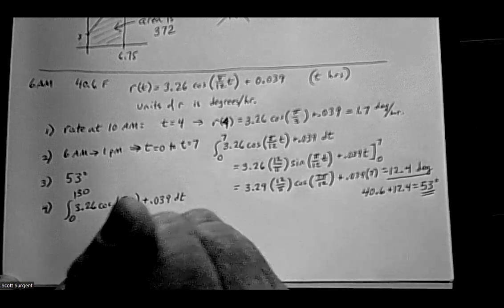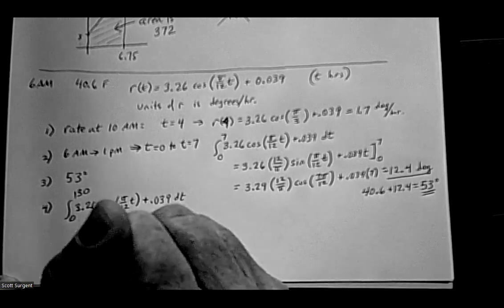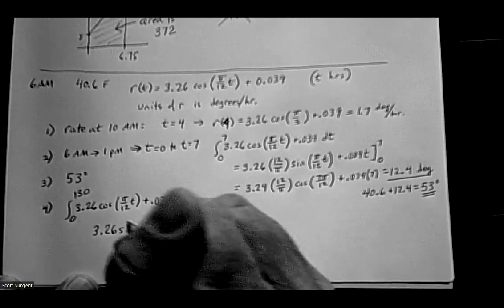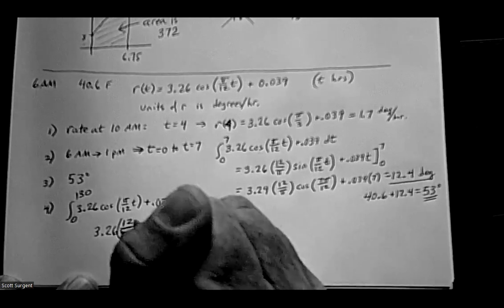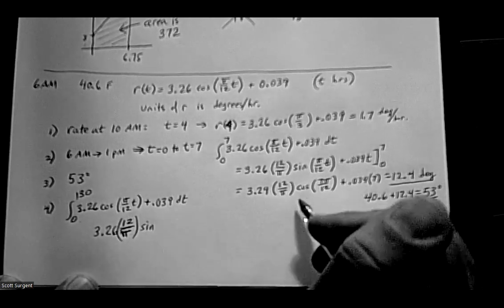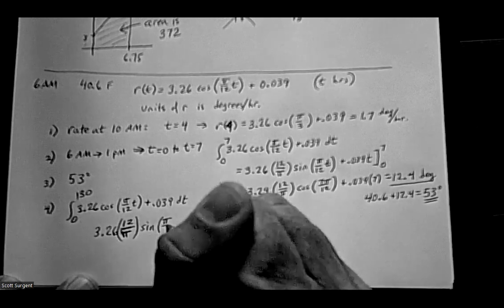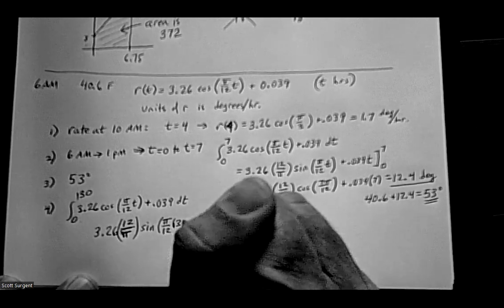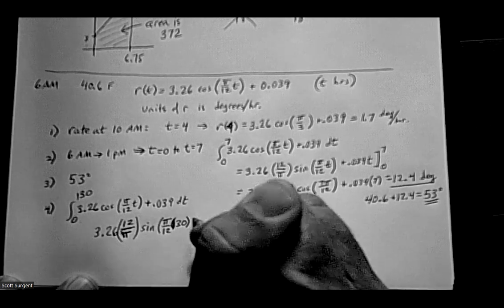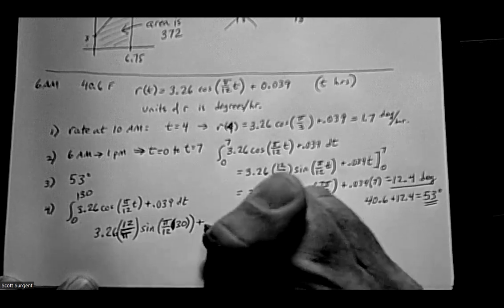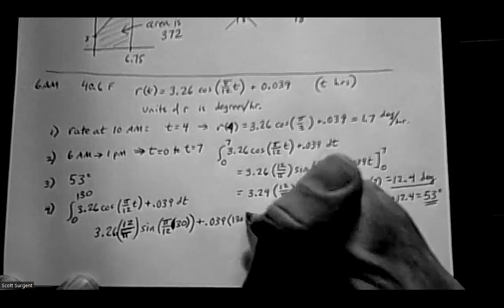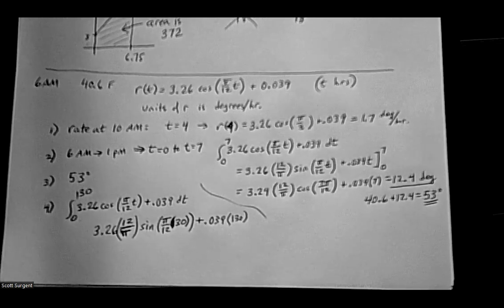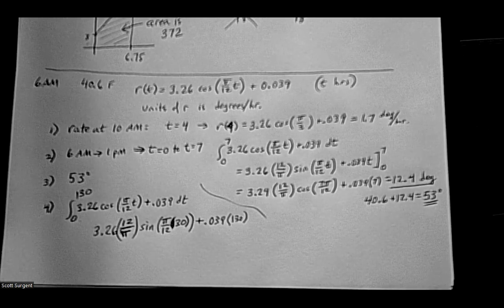Well, you know what? It's the same antiderivative. So I'll copy it. Oh, jump the gun there a little bit. Pi over 12. So I'm going to go ahead and just pop in the 130 plus 0.039 times 130. And again, when I put the 0 in, it just drops out. So if I work all that out, let me do it real quick.